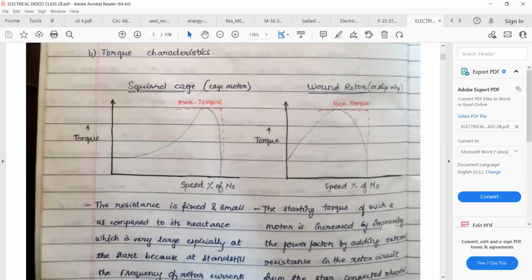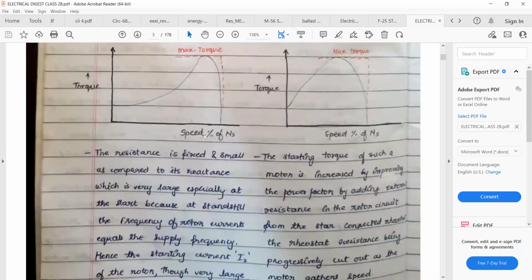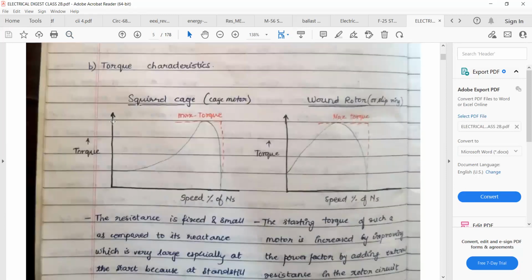So next is torque characteristic. If you are going to draw the torque characteristic for the squirrel cage motor, this is the torque, this is the speed. Initially you can see the torque is very less, and slowly it's increasing and then going to the maximum. Whereas when you see the torque characteristic of the wound rotor, the starting torque is increased from the initial itself. Now you are reaching the maximum torque earlier than before. So this is the difference between the torque characteristics. You have to draw these two diagrams. Doesn't matter what you are writing inside, because the diagram explains it all. Anyway, we are going to see what actually it means. So this is for squirrel cage.